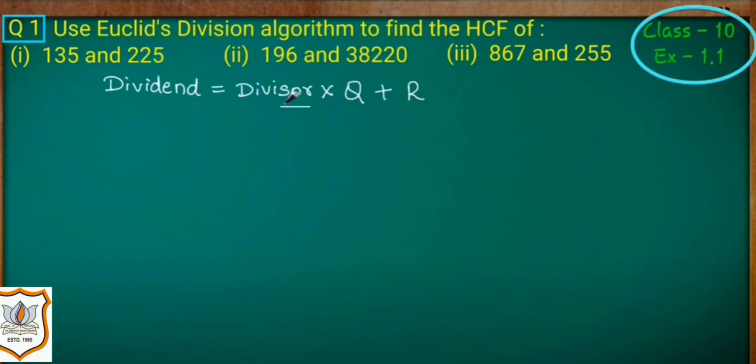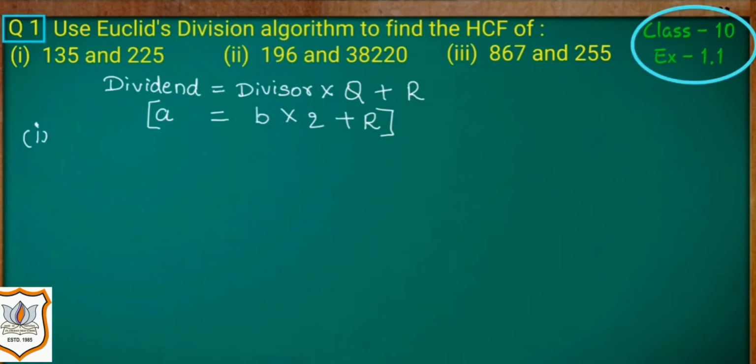What is Euclid's division algorithm? That we will study now. First, we have to know dividend equals divisor into quotient plus remainder R. We can write D equals divisor into Q plus R. We can write the dividend as A, the divisor as B, the quotient as small q, and the remainder as R.